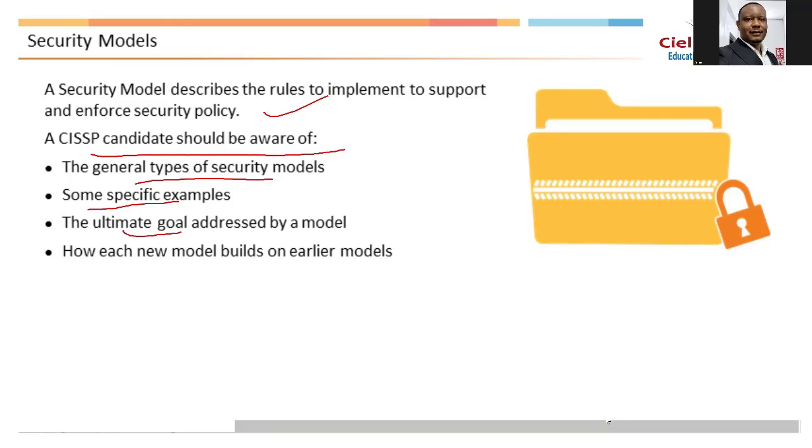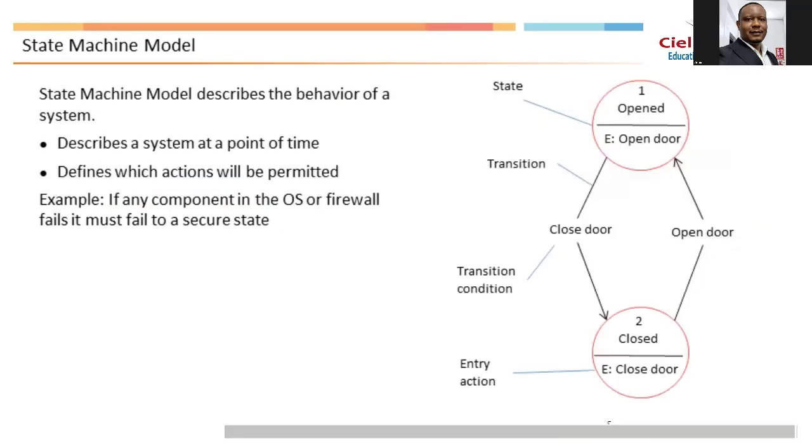Some of the very popular security models that we have include what we refer to as the state machine model. The state machine model describes the behavior of a system. It describes a system at a point in time and defines which actions will be permitted. For example, if any component of the operating system or the firewall fails, it must fail to a secure state. This is one of the key things that the state machine model focuses on.